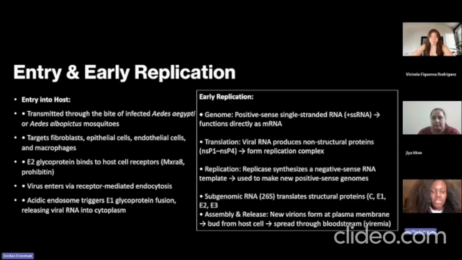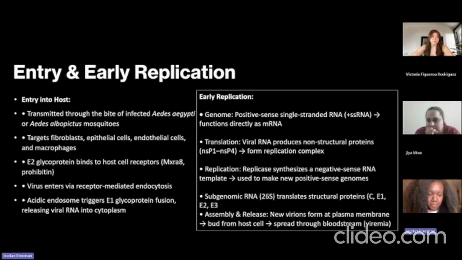The virus itself is a single-strand RNA virus that belongs to the Togaviridae family, and it primarily affects tropical and subtropical regions, where outbreaks can affect up to 75% of the local population.